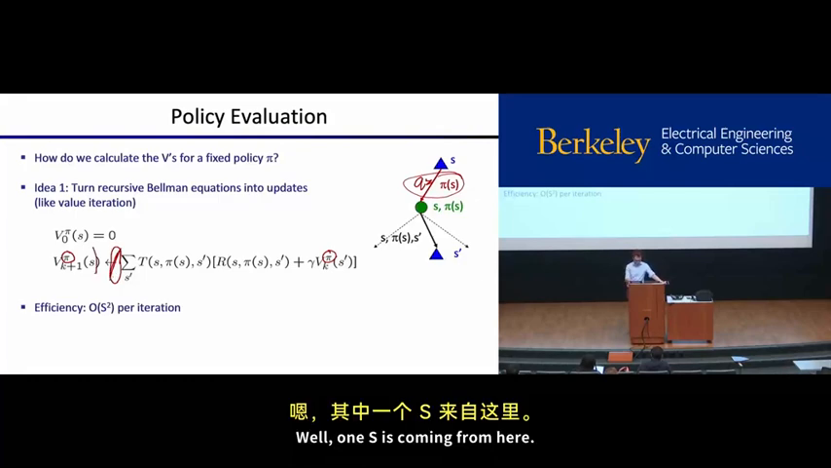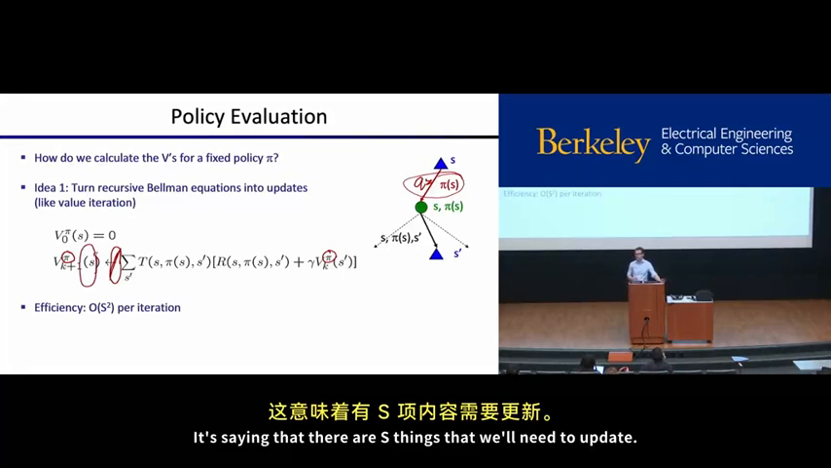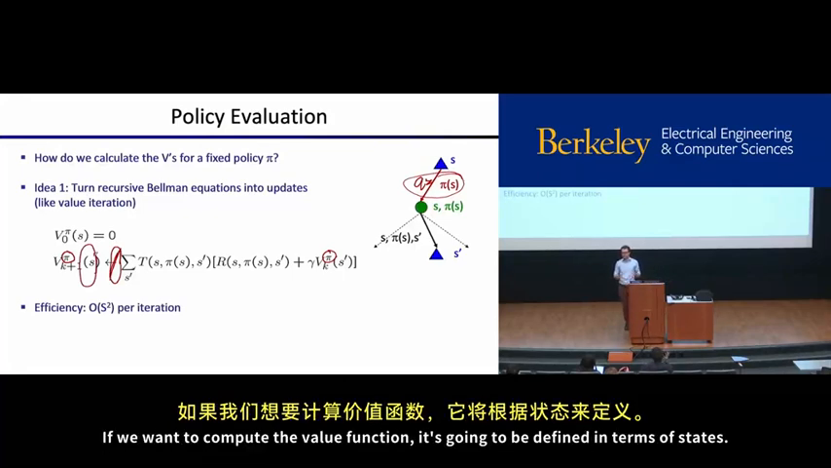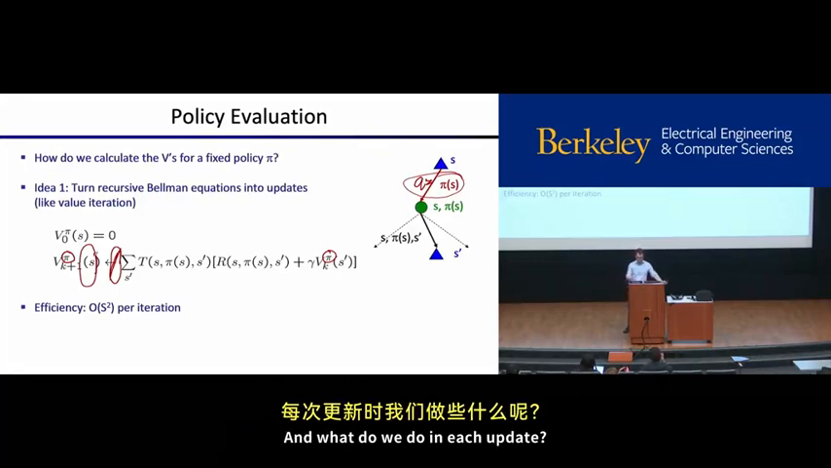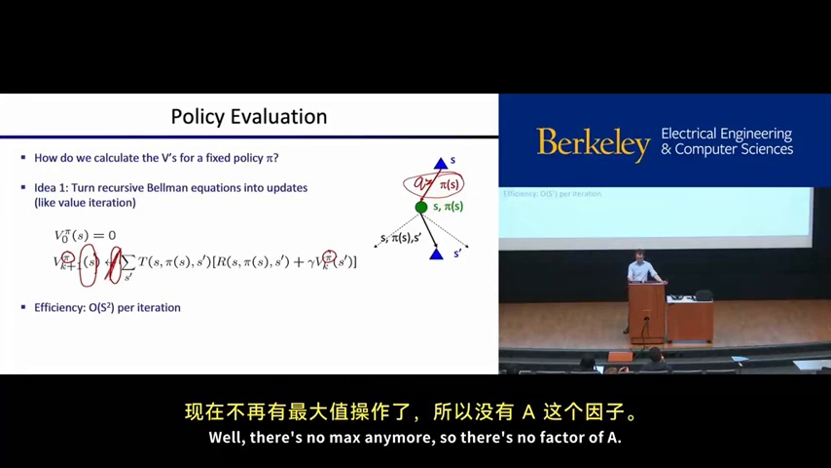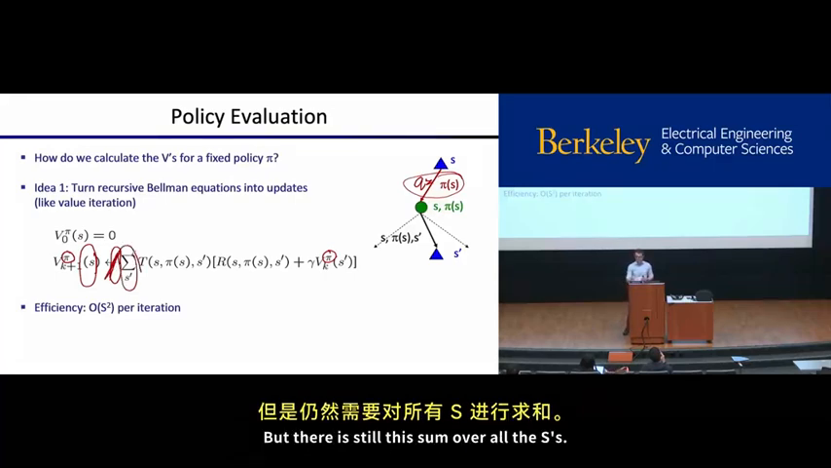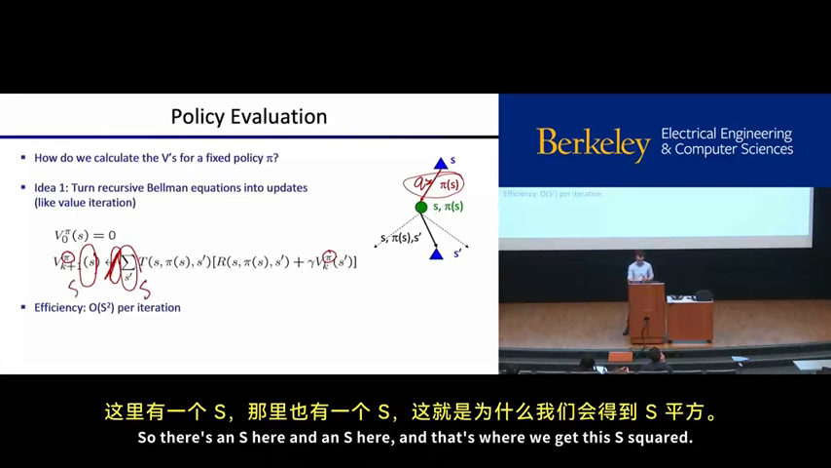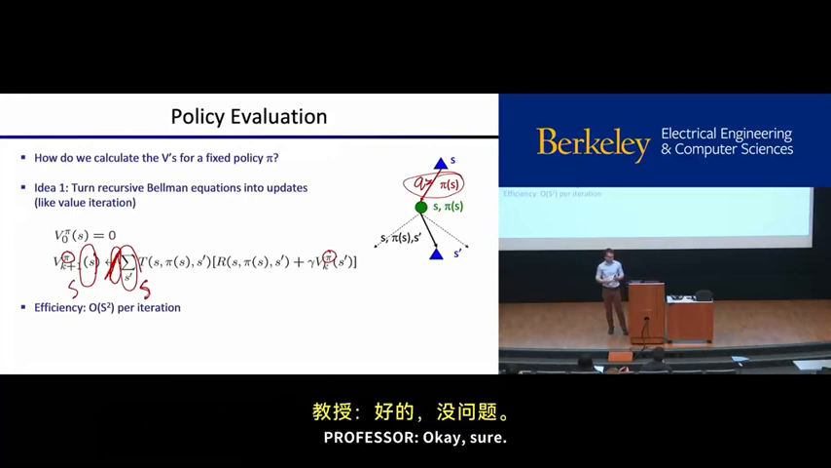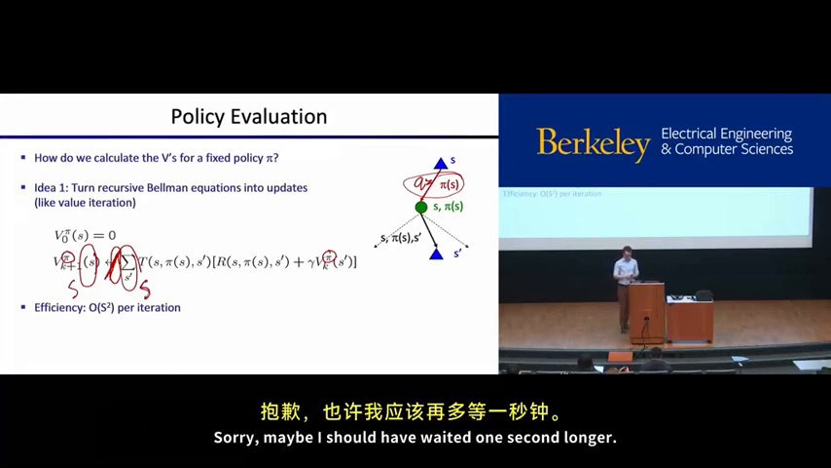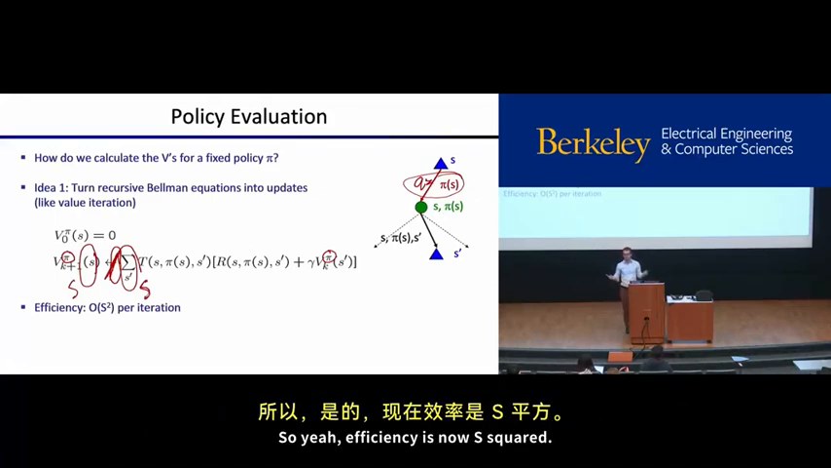Well, one s is coming from here. It's saying that there are s things that we'll need to update. If we want to compute the value function, it's going to be defined in terms of states. There are s states, so we need s updates. And what do we do in each update? Well, there's no max anymore, so there's no factor of a, but there is still this sum over all the s's. So we have another s. There's an s here and an s here, and that's where we get this s squared. Okay, was there a question? Okay, sure, sorry. Maybe I should have waited 1 second longer. Okay, so efficiency is now S squared.